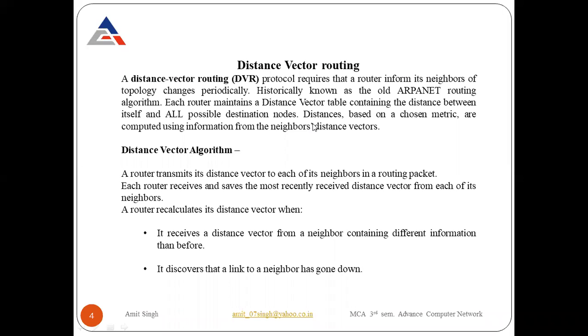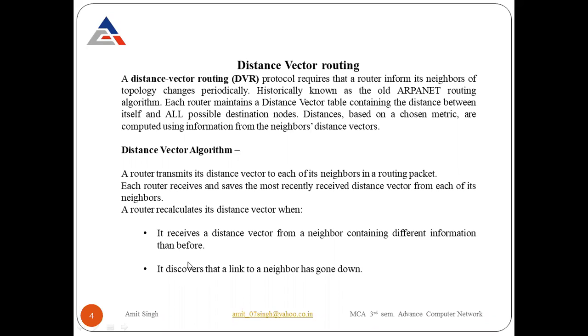So like this, every system has a distance table from all other nodes. Clear? So the distance vector algorithm: a router transmits its distance vector to each of its neighbors in a routing packet. Each router receives and saves the most recent distance vector from each of its neighbors.